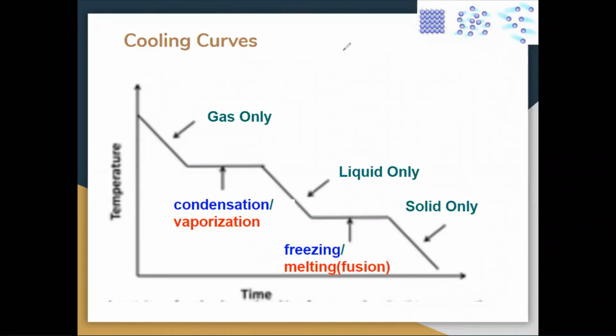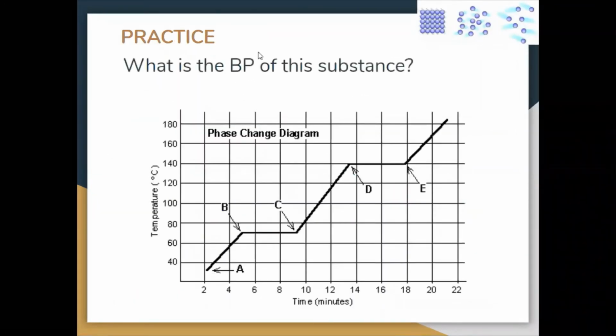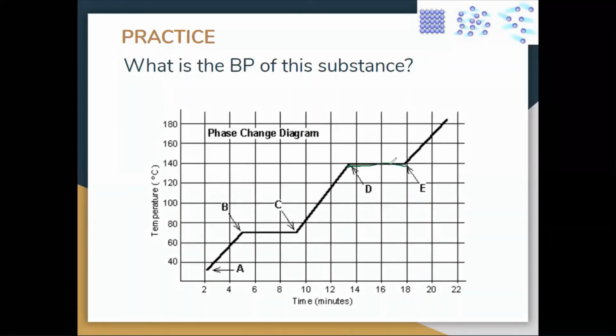So let's just go ahead and see an example of that so we're on the same page. So here, what is the boiling point of this substance? When you answer a question like this, first you have to ask yourself, where does boiling happen? We just talked about it. Boiling is a process, so I know it's going to be the flat line. Does boiling happen at the lower or the higher step? The higher step. Right, it's going to happen at the higher step.